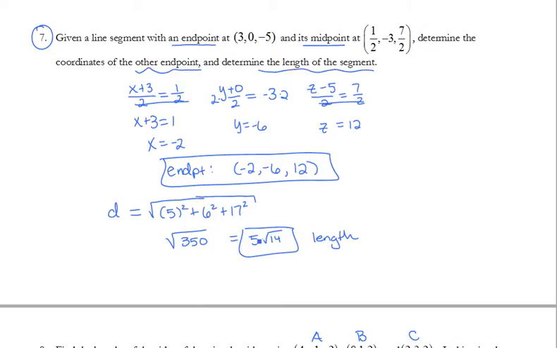And I do want you to get an exact answer for these. So the highest perfect square in 350 is 25 with a leftover factor of 14. So that's how I got 5 root 14.